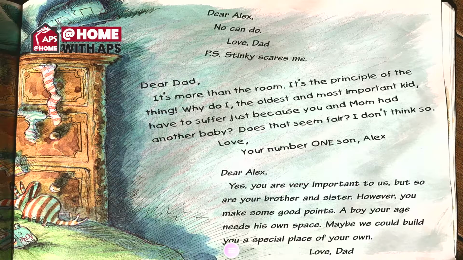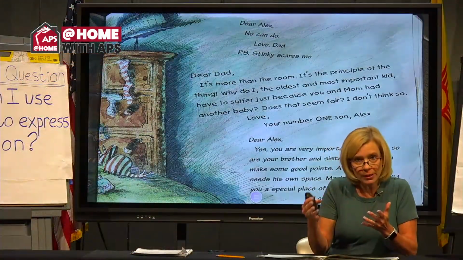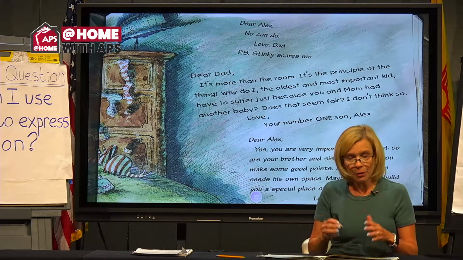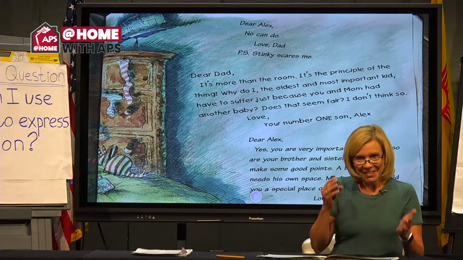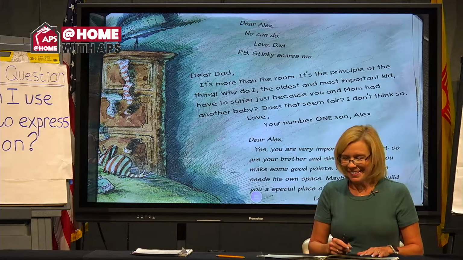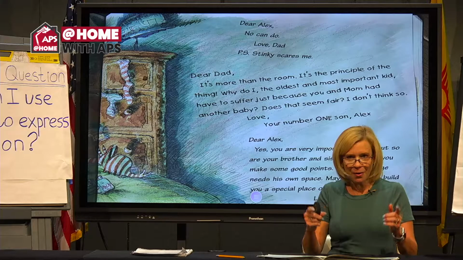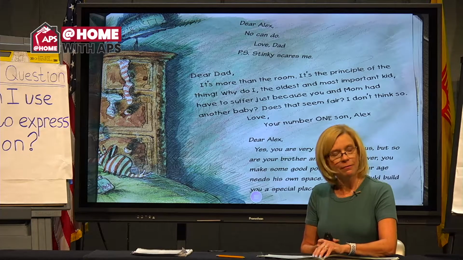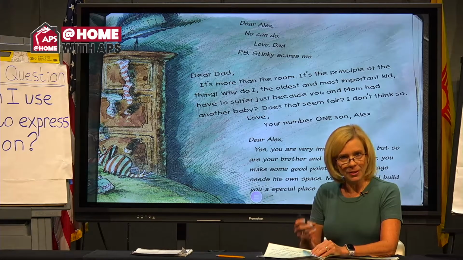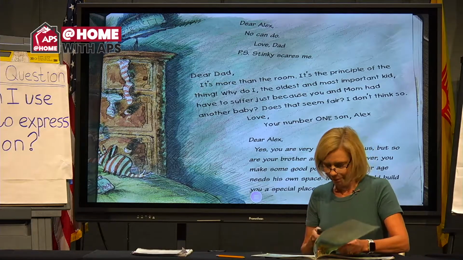So now, do you think this is the point where maybe the story starts to turn? Remember our plot diagram? Something's going to happen, right? And Alex has just made his point over and over and over again. And finally, his dad is starting to maybe think about something.